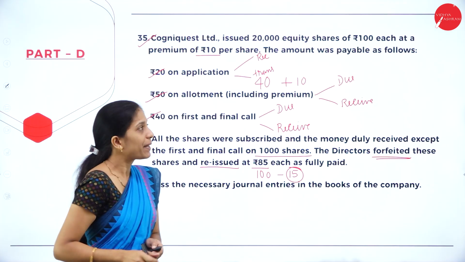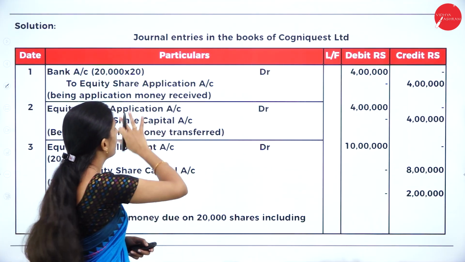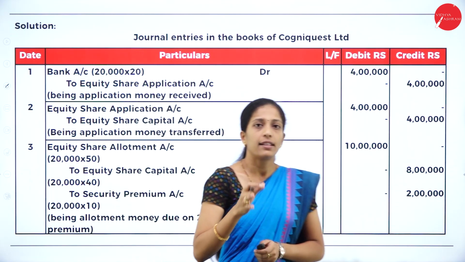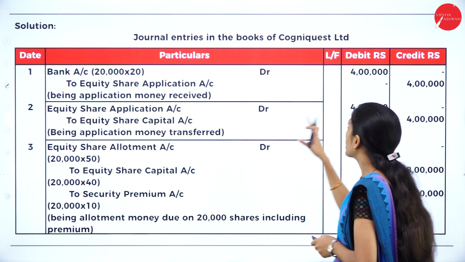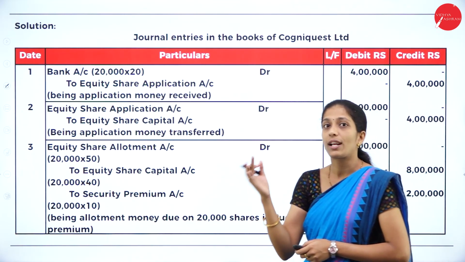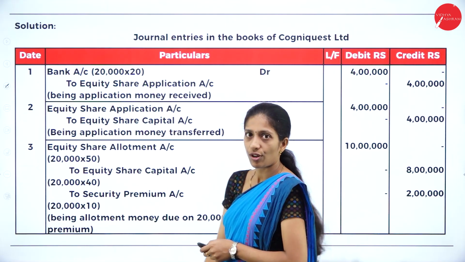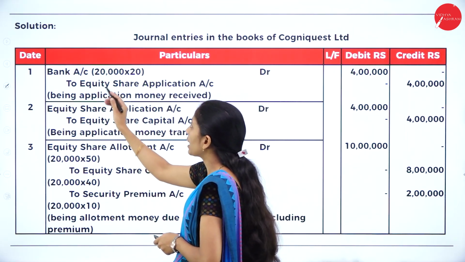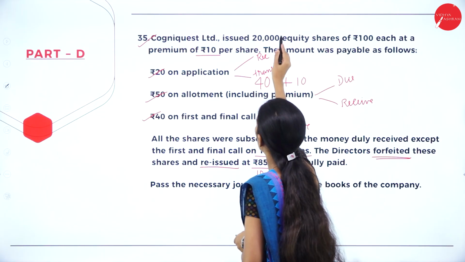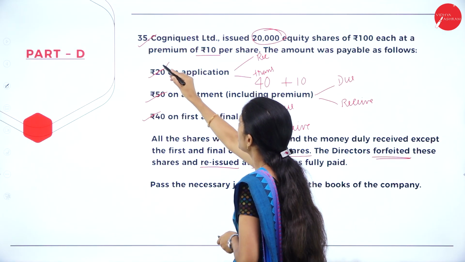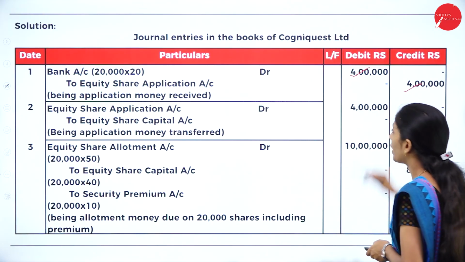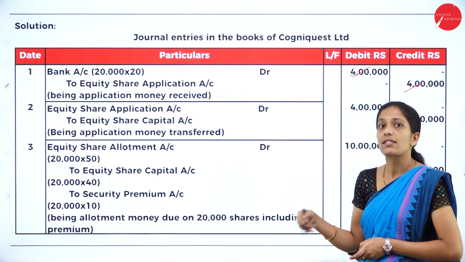Now come to the application stage. You will draw the format and write a neat heading: journal entries in the books of Cogniquest Limited. Then you draw the format: date, particulars, ledger folio, debit, credit. First two entries on application stage. First entry is for receiving of application money: bank account debit to equity share application account. What is the number of shares? 20,000. What is application money? 20 rupees. 20,000 into 20, that is 4 lakh. Next, second entry is transfer.